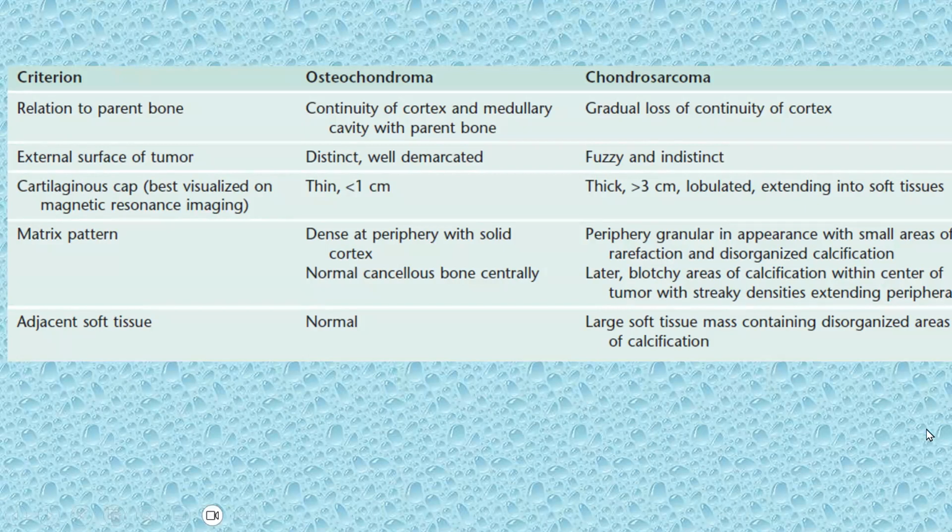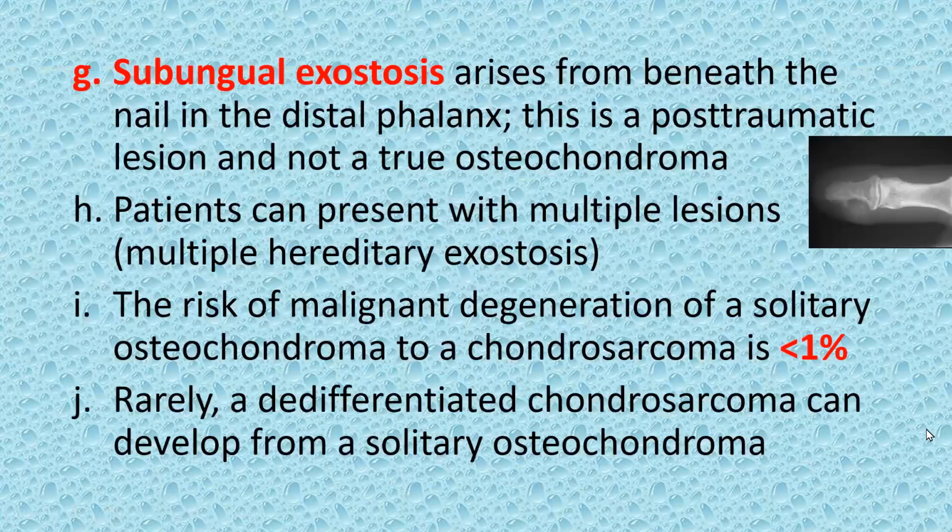Another point: you may see a subungual exostosis, which arises from beneath the nail in the distal finger or phalanx, and this is a post-traumatic lesion and not a true osteochondroma. Patients can present with multiple lesions, multiple hereditary exostoses, and the risk of malignant degeneration of a solitary osteochondroma to a chondrosarcoma is less than 1%, as I mentioned. Rarely, a dedifferentiated chondrosarcoma can develop from a solitary osteochondroma.